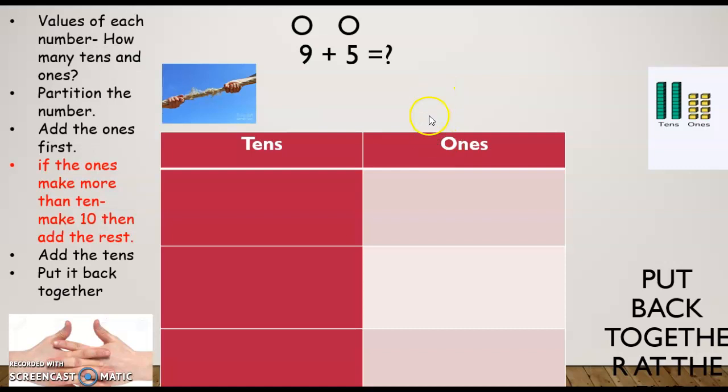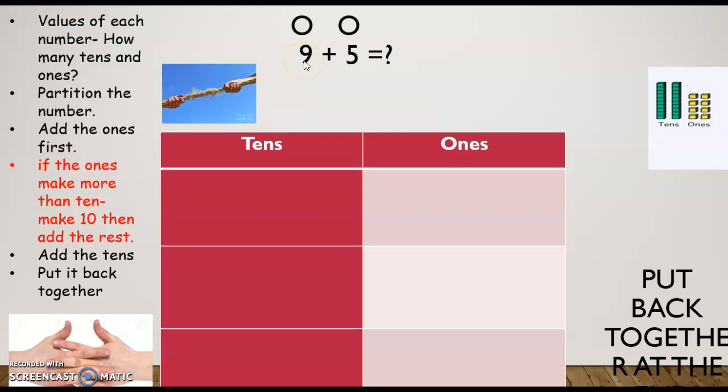We are using concrete resources in class as well, and then the next lesson is going to be just looking at abstract, so we're just going to be using numbers in these grids. But for now, we're going to be using the tens and ones. So let's have a look at the points here. So values of each number, how many tens and ones?